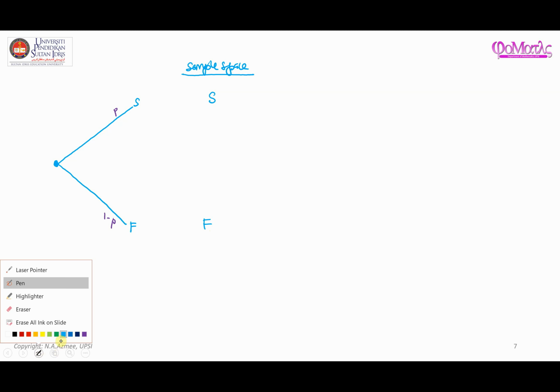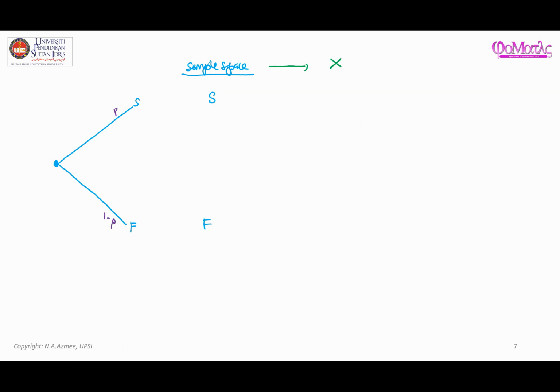Now from this simple process right here, you can come up with the sample space. The sample space contains all the outcomes that you can see in a certain experiment or setting, and in this case the sample space is S, and F. So that's the sample space, and we have learned that the outcomes from the sample space can be turned into values for a certain random variable. So a random variable is something that has to be properly defined.